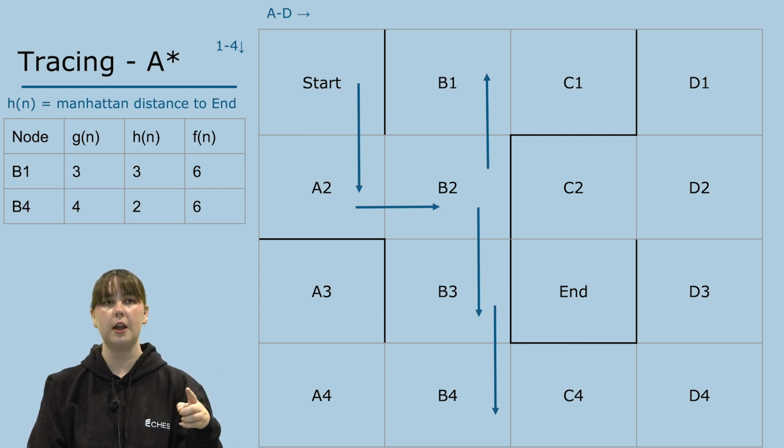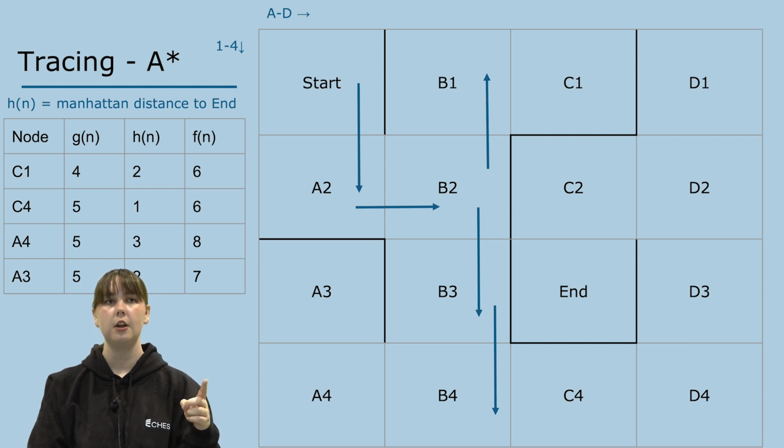So we've got C1 and C4 are both equally good options. They're both pretty close to our starting node, and they're both pretty close to the end node. C4 is obviously a bit closer to the end node, but we'll go with C1 because it's the start of our priority queue. And that's going to have 6. We go to C4 as well, so we'll go to both of those.